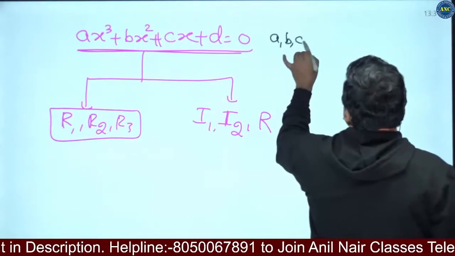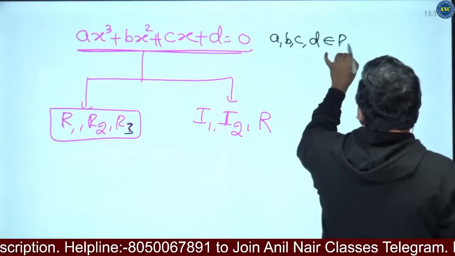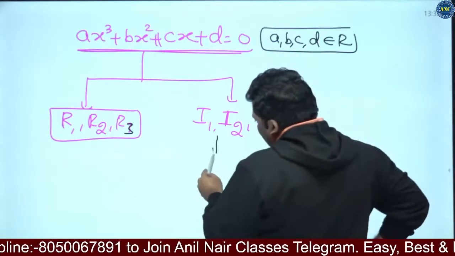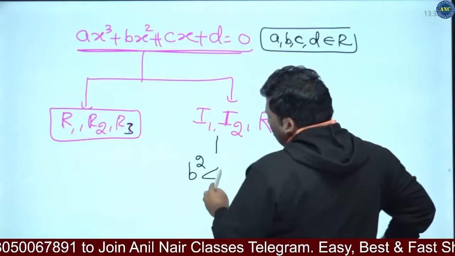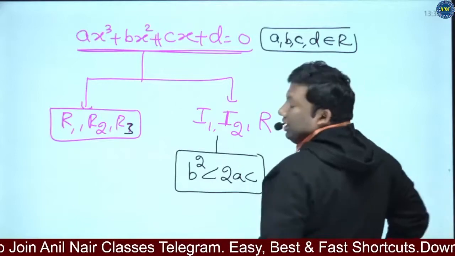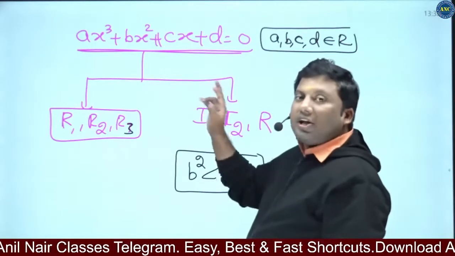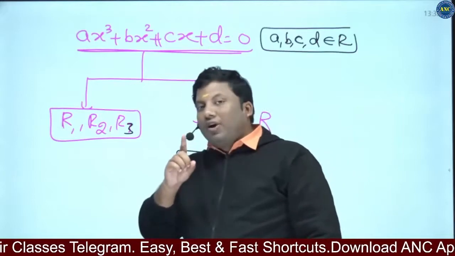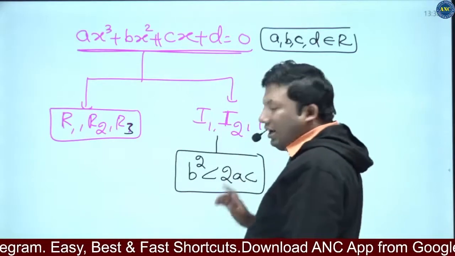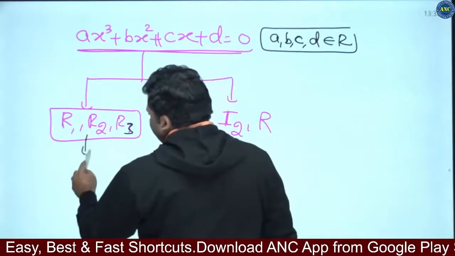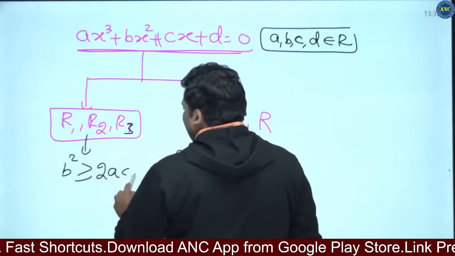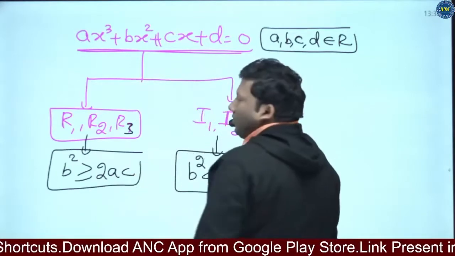This is when A, B, C, D are real numbers. So 2 are imaginary. Very, very important. B square less than 2AC is the condition for the roots to be imaginary. In a quadratic, B square less than 4AC is the condition for imaginary roots; in a cubic it is B square less than 2AC. For real roots, it is B square greater than or equal to 2AC.